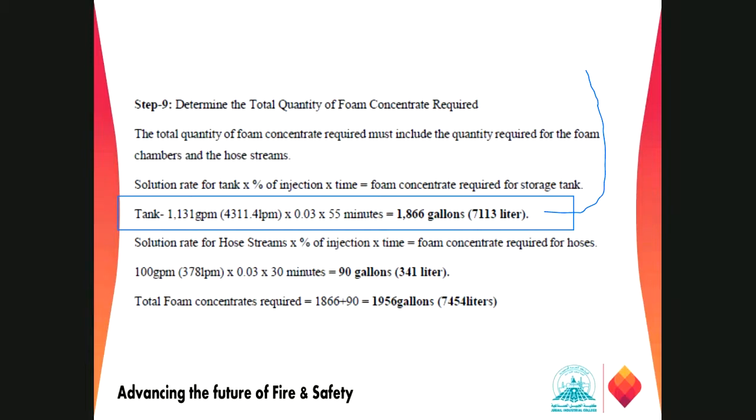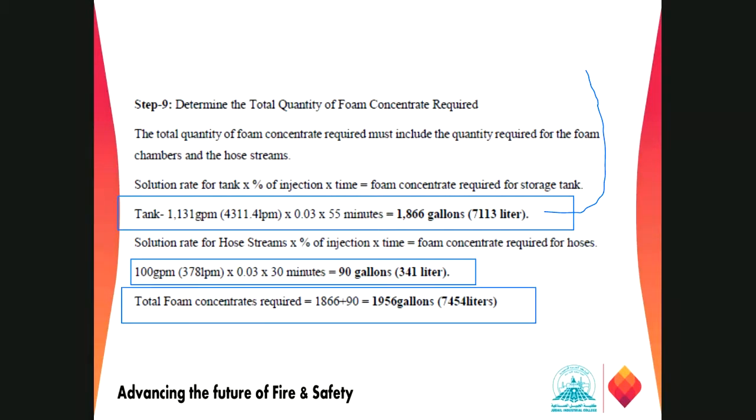Now we have to calculate for the supplementary requirement, which is fire hose stations, the manual fighting appliances. We have two hose outlets required for this diameter of the pumps. Multiplying all together, we need 90 gallons of foam concentrate for two fire hose cabinets. So all this together we have to add into the final solution, and we need a foam concentrate of around 1956 gallons, or let's say we need around 2000 gallons or 2 cubic meters of the foam for this tank application.